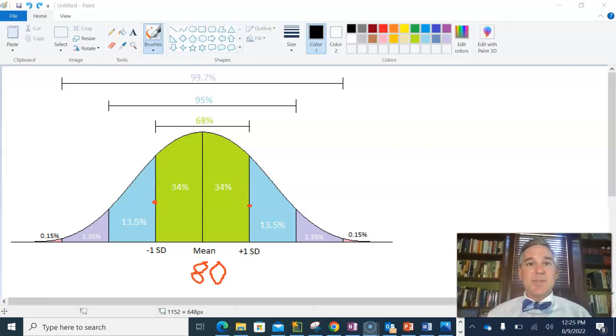So sometimes on the AP exam, they'll ask, what percentage of the population scored within one standard deviation of the mean?